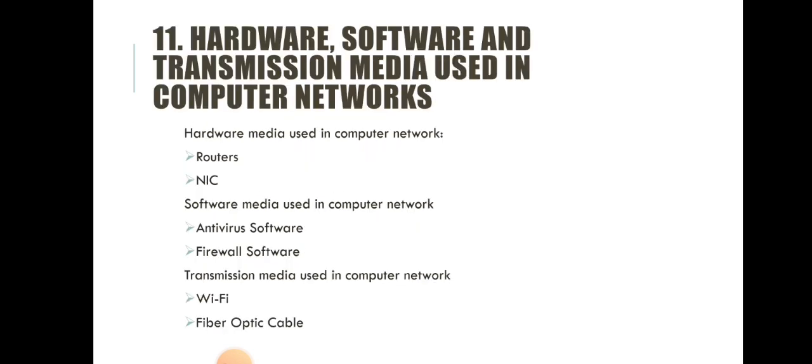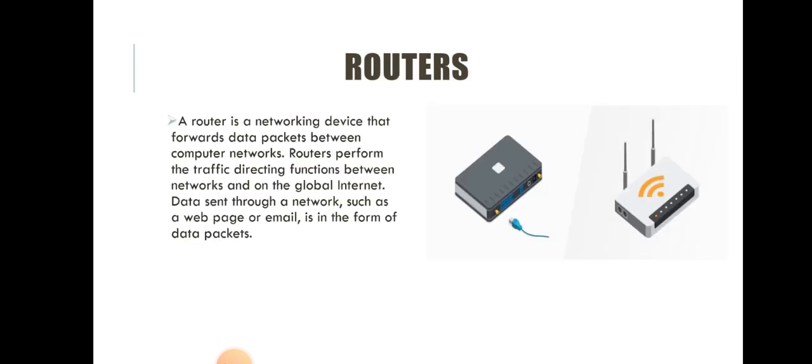The 11th main heading is hardware, software and transmission media used in computer networks. Hardware media used in computer networks include routers and NIC, software media used in a computer include antivirus software and firewall software, and transmission media used in computer networks include Wi-Fi and fiber optic cable.